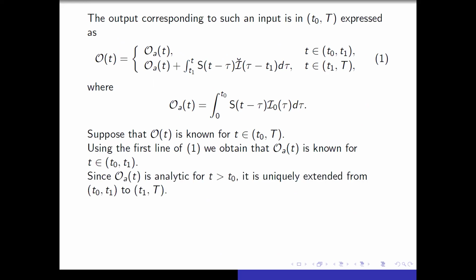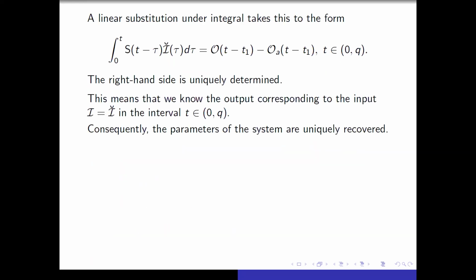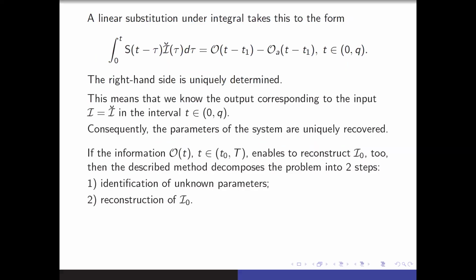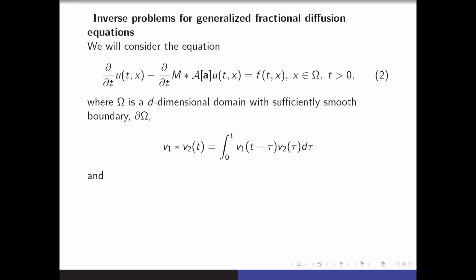We can also consider such a problem that I0 is also reconstructed. If this output information from T0 to capital T enables us to reconstruct I0 also, then this method that I described decomposes the problem into two steps. First, the identification of unknown parameters, and second, the reconstruction of I0. Next, I try to use this idea for one class of inverse problems, namely inverse problems for generalized fractional diffusion equations.